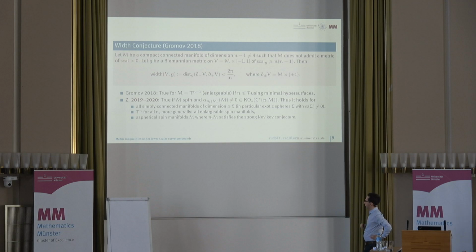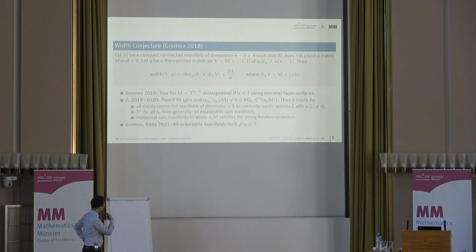And it also treats, for instance, so-called spherical manifolds, which are spin and satisfy the strong Novikov conjecture. This is because this index invariant can be related to the Baum-Connes and Novikov assembly maps. Yet a little bit later, it was shown by Gromov, and then also made more precise by Daniel Rede, that this actually holds for all orientable manifolds up to dimension 7 at least, using a yet more sophisticated version of the minimal hypersurface technique.